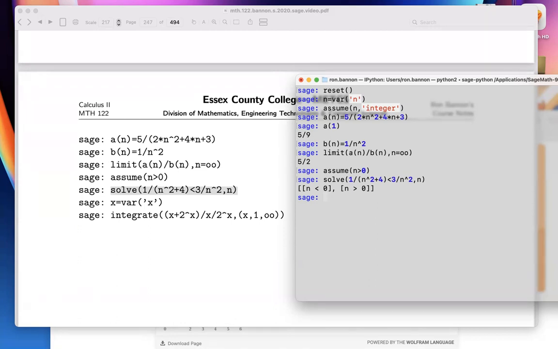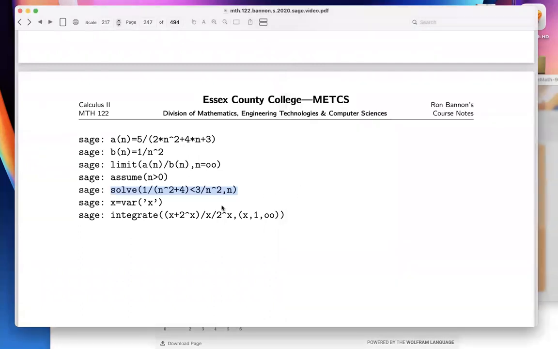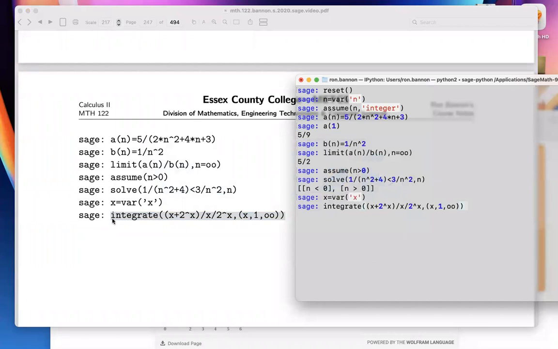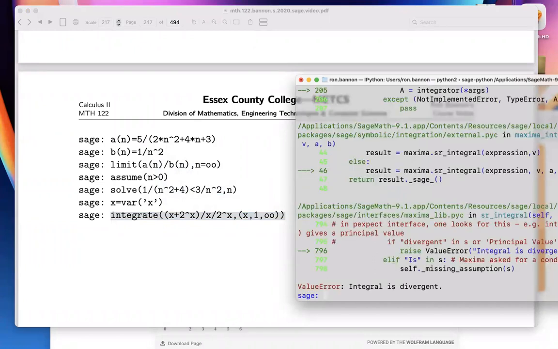All right, let's try something else. x equals var. By the way, you do not have to define x as a variable in Sage. It's given that one. All right. Wow. Integral is divergent. Okay. This is something we've done in the past, by the way.